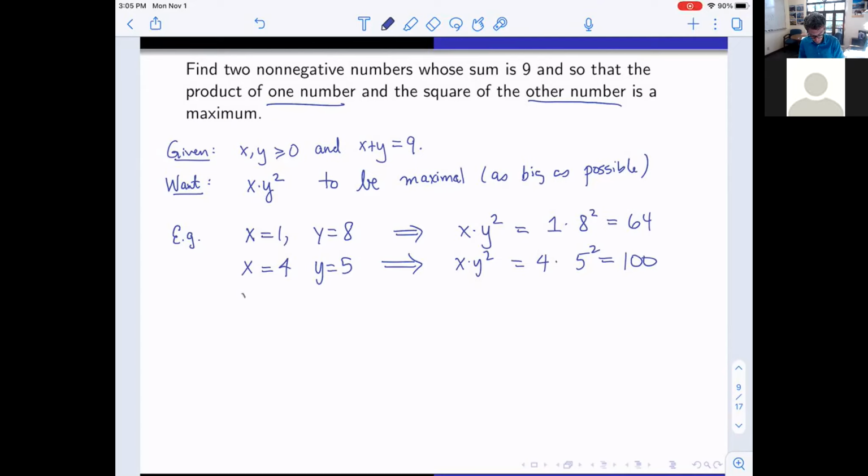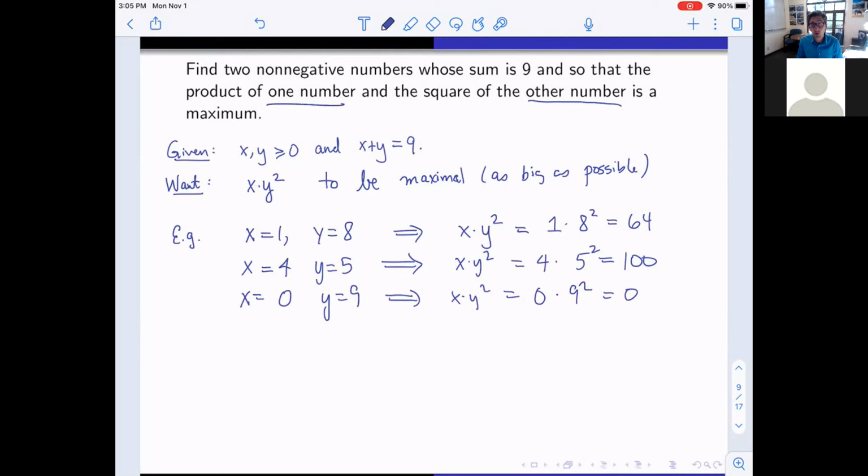Okay, for instance, what if we were to try something like x equals 0, y equals 9? Well, then x times y squared is going to be 0. Right? And so depending on the numbers we put in, we're going to get different possible answers. And our task is going to be to figure out what we can do to get the biggest possible value of x times y squared.